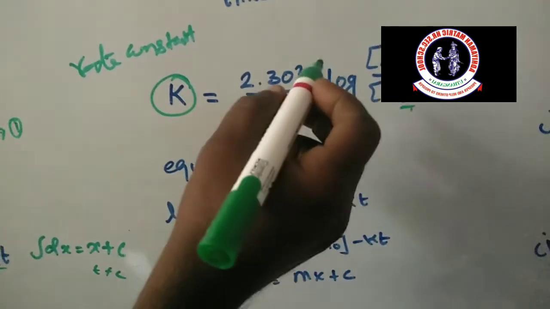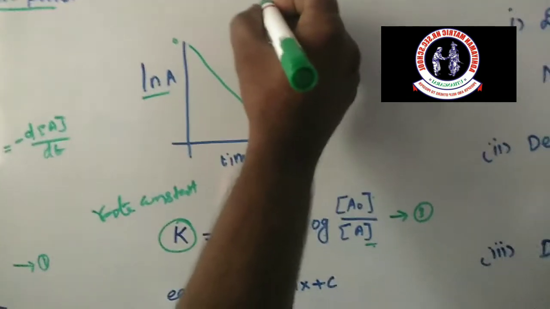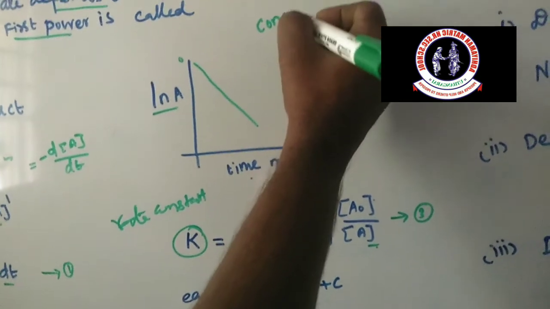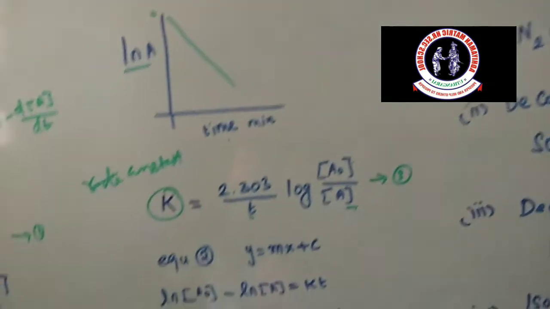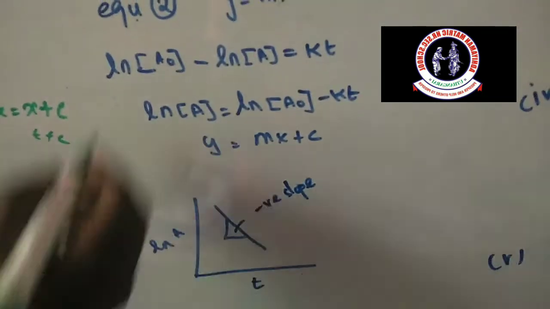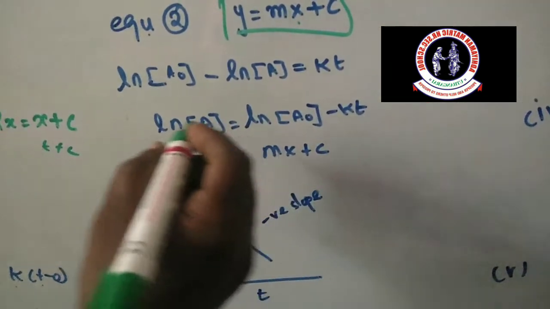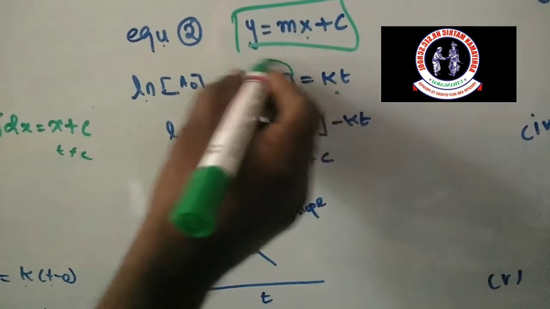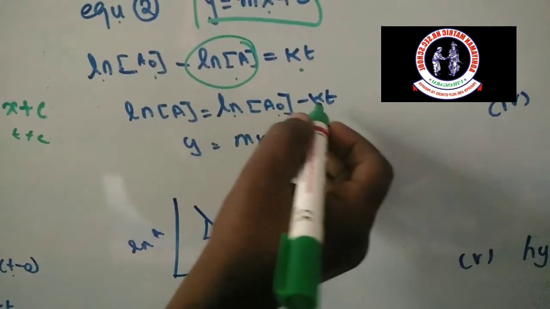We plot a graph of ln A against time taken. The initial concentration is highest, and depending upon the time, the concentration decreases, as seen from the graph. Equation number 2: we apply y is equal to mx plus c. Here ln A naught by A is equal to kt. Here ln A is the concentration at time t, equal to ln A naught minus kt.